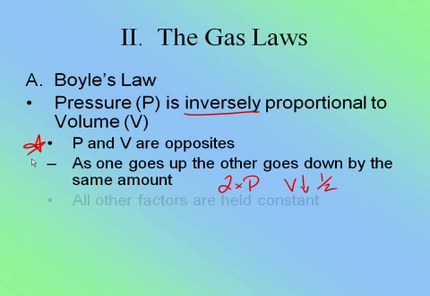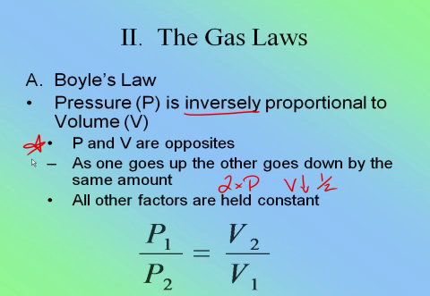How do we calculate it? Simple. We're going to use this formula. P1 over P2 equals V2 over V1. Now, when we do this, it says all other factors are held constant, which means temperature and moles are going to be held constant. So in other words, we're not going to change how much of it, and we're not going to change the temperature of the molecules, how much energy they've got.